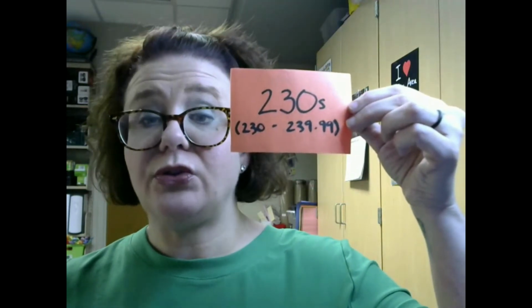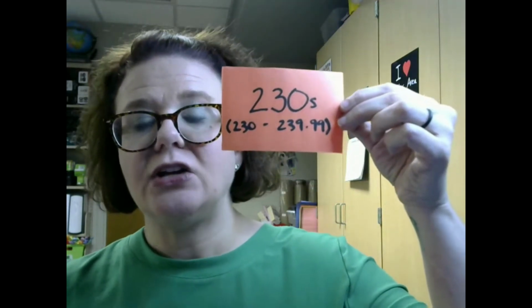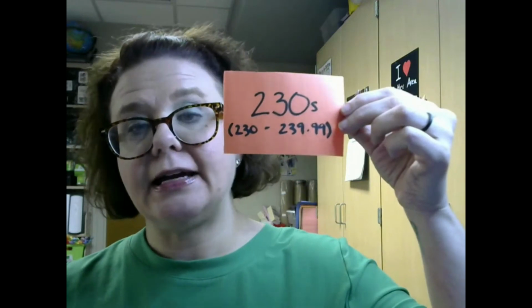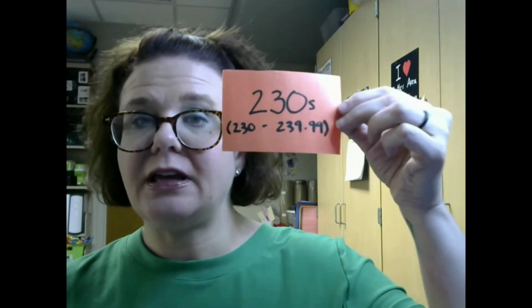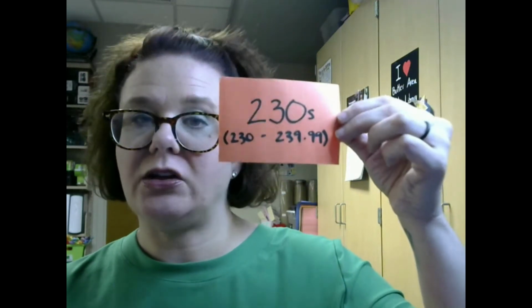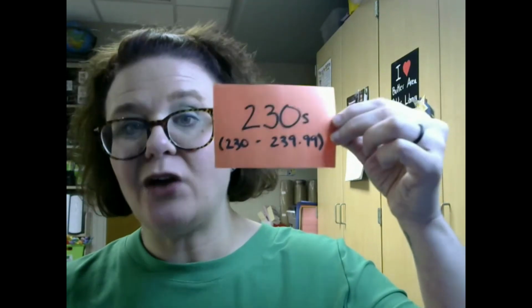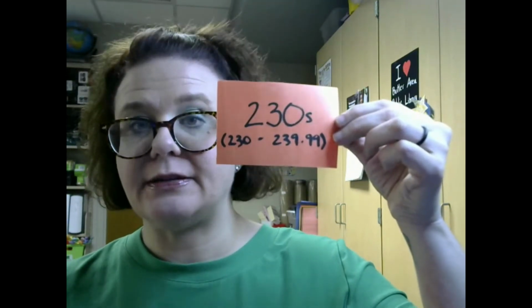Next, we have the 230s. So that's going to be 230 to 239.99. And this section specifically covers Christian theology. So that is the study of Christian religious beliefs.